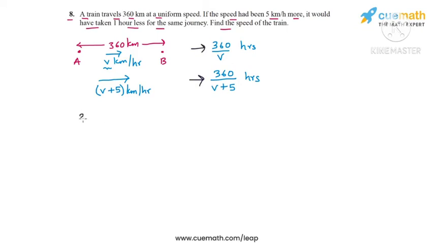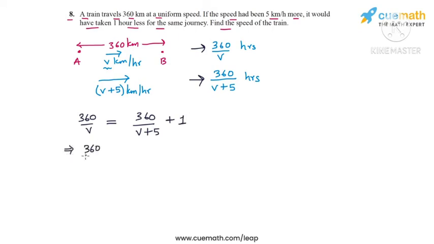So we can write this as 360 by v and 360 by v plus 5. The relation between these two quantities is that this quantity on the right side is 1 less than this quantity on the left side, or we can write this as 360 by v is equal to 360 by v plus 5 plus 1. And this is how we can set up an equation in v. Now let's rearrange and simplify this equation and see what we get.